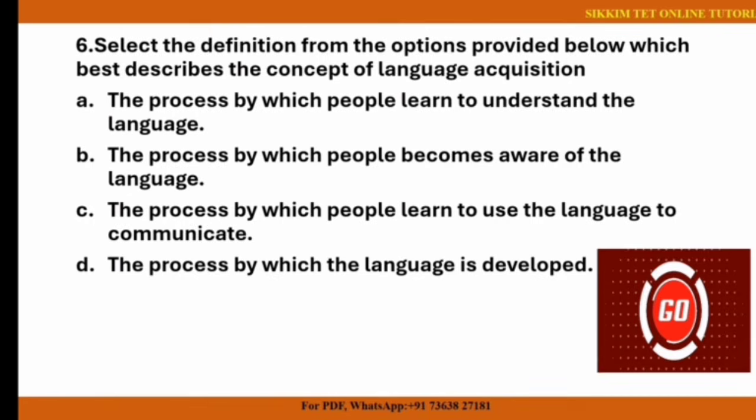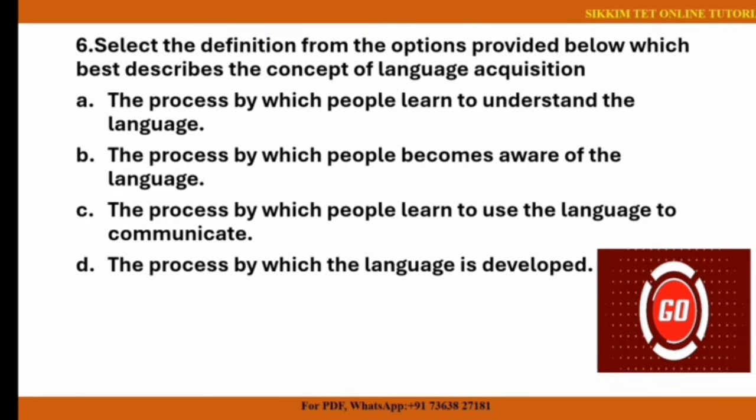अब हामीले फर्स्टको अप्सनलाई हेर्यो भने it is the process by which people learn to understand the language. But language acquisition भनेको नै it is more than just understanding it, as it also includes speaking and communicating. So this is definitely not the correct answer. Number B को हेर्यो भने it is the process by which people becomes aware of the language. But awareness भनेको नै it is just the beginning, but acquisition means to use the language actively. So number B is also not the correct answer.